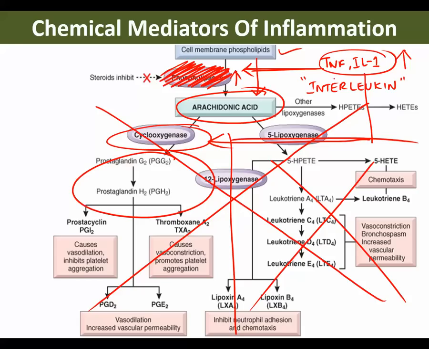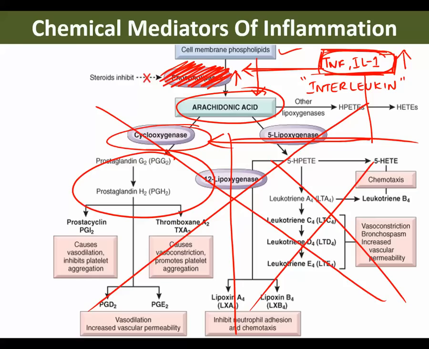Interleukin 1. They are not enzymes, brother. They are proteins. They are called cytokines. Cytokines, or kinins, are the type of proteins which are released by the cells. That's why we call them cytokines. The cytokines will activate the enzymes.